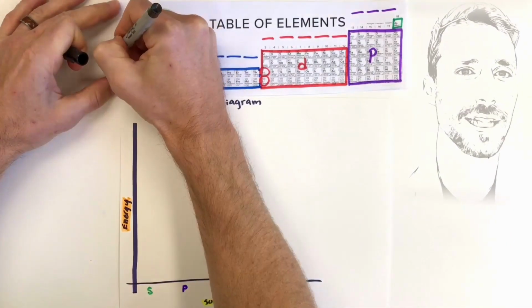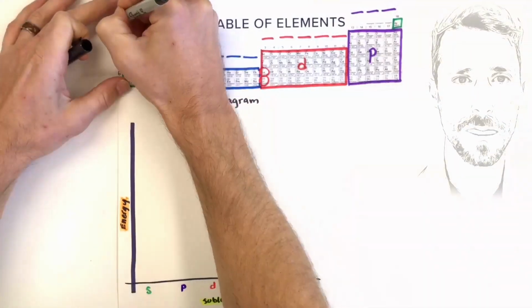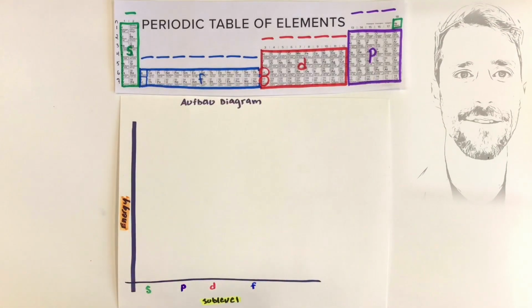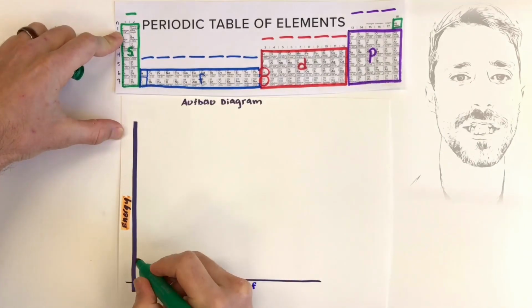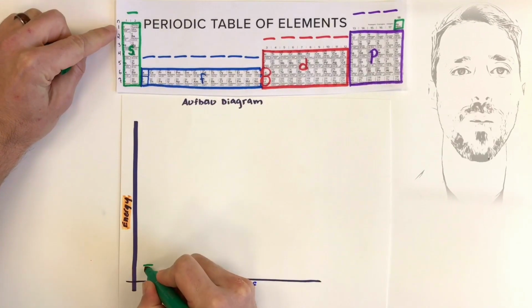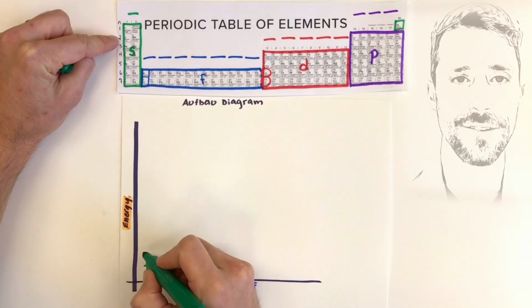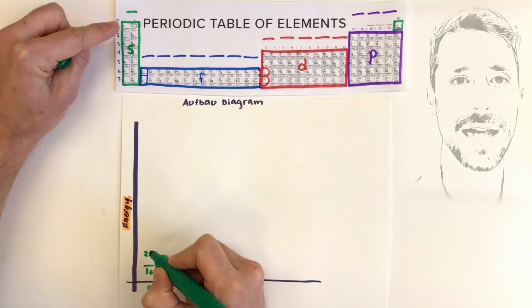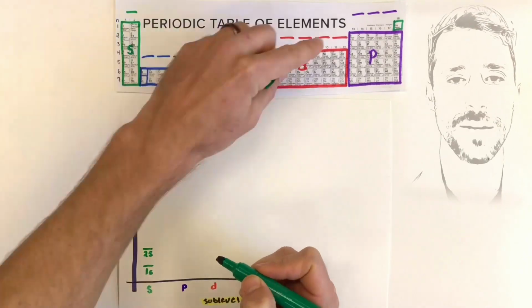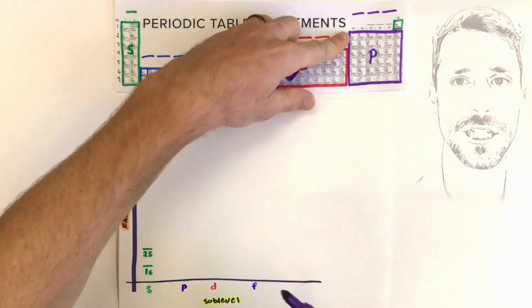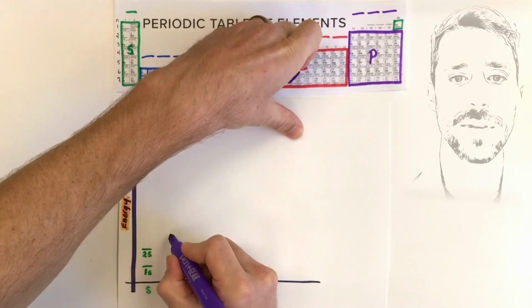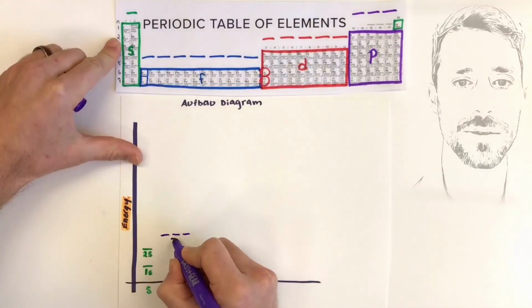So let me jot down the energy levels here so we can see them. And what is the first thing we come across? The first energy level has the S sublevel and it has 1 orbital. Then we go across, and it's still part of that first. Then we get to the second energy level, S sublevel has 1 orbital. Then we jump over, we're at the second energy level, P sublevel, and we know it has 3 orbitals.